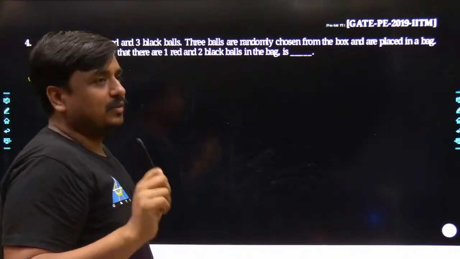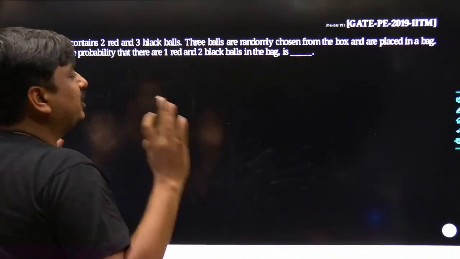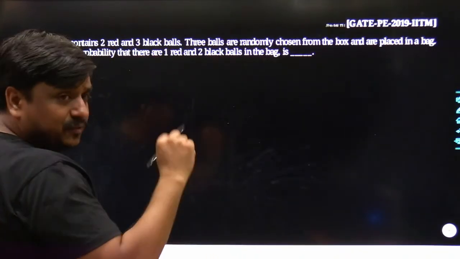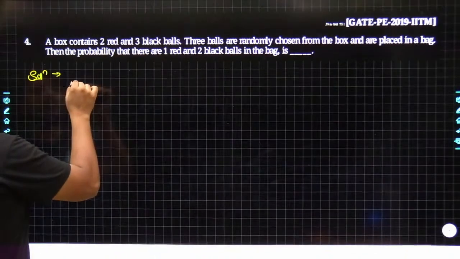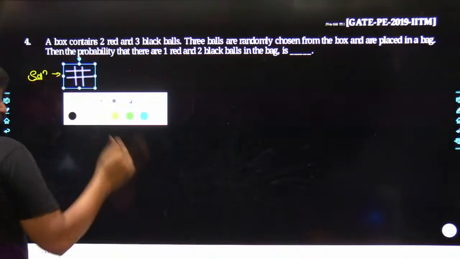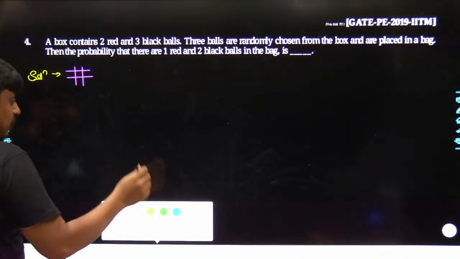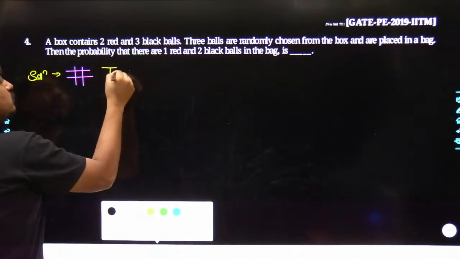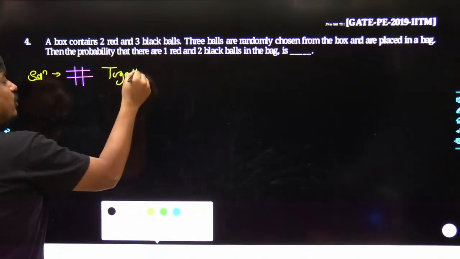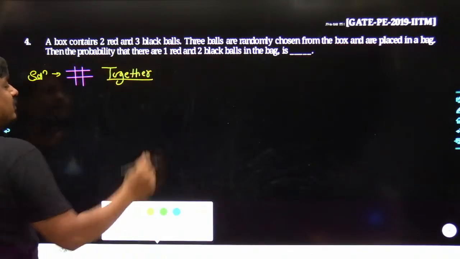Again the same concept. Nowhere has it been discussed that they have been picked one after another with replacement or without replacement. That means this problem would be one where all of the selection is taken at once or together. This is the problem of selection when all three balls have been selected together.